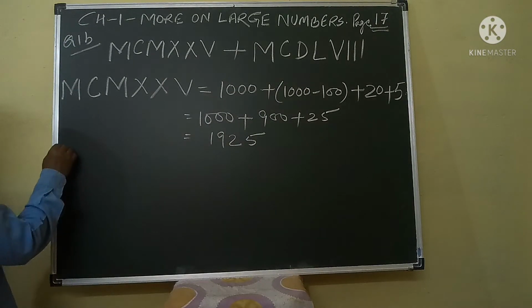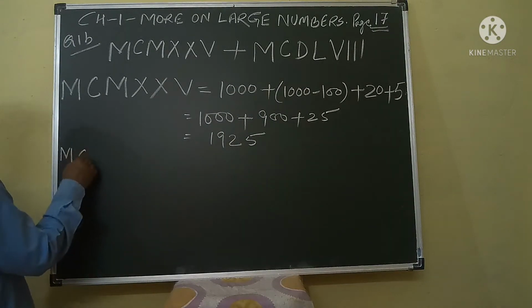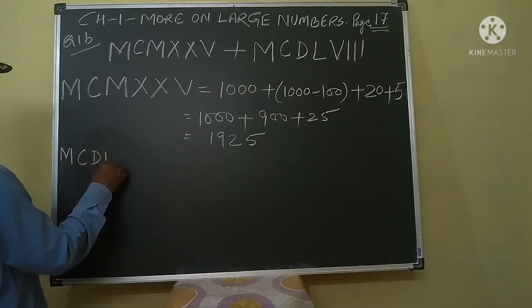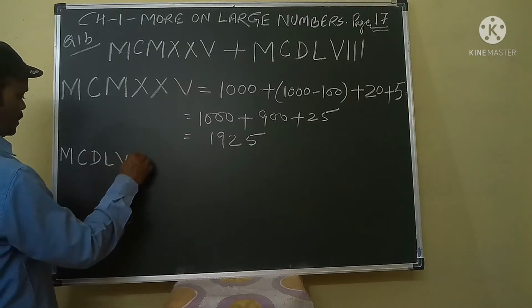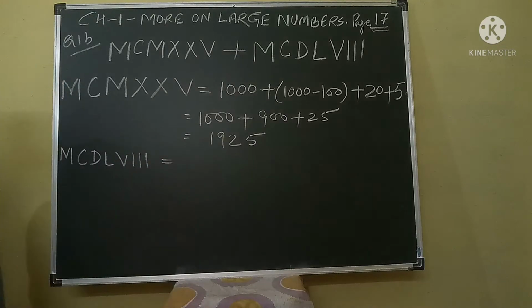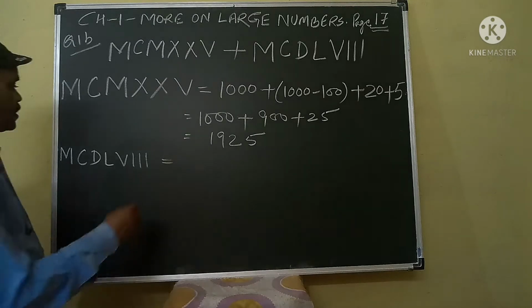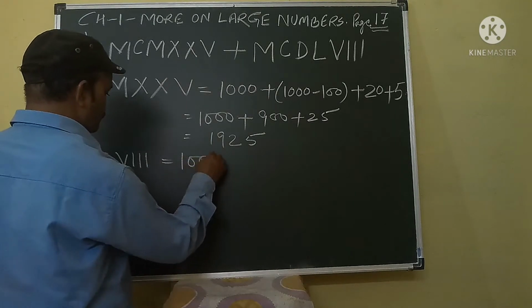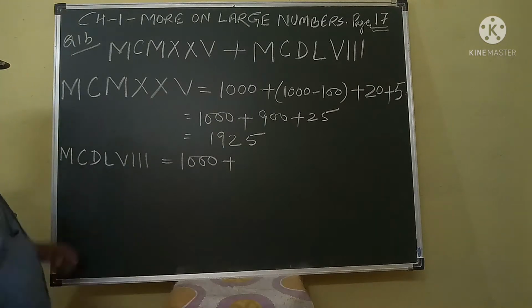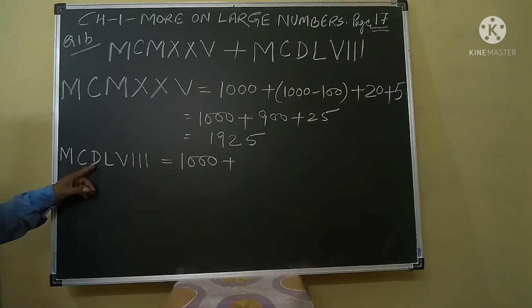Now look here. M C D L V I. Okay, you know very well. M stands for 1000. C D: C is the symbol of 100, D is the symbol of 500. The symbol of smaller value is on the left side of bigger value.